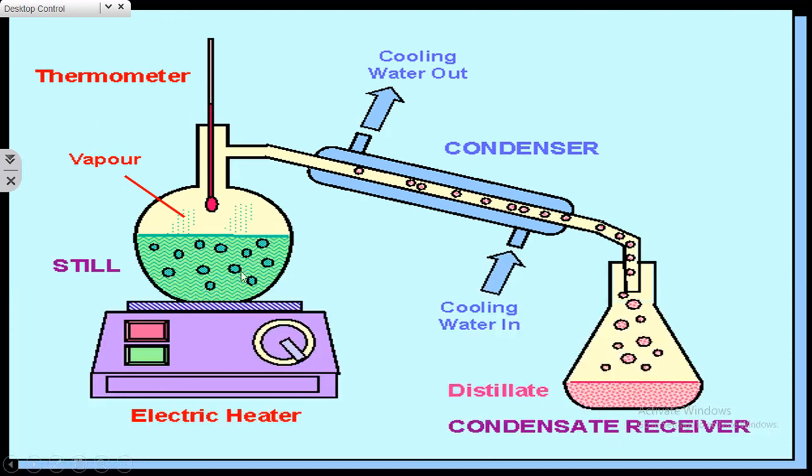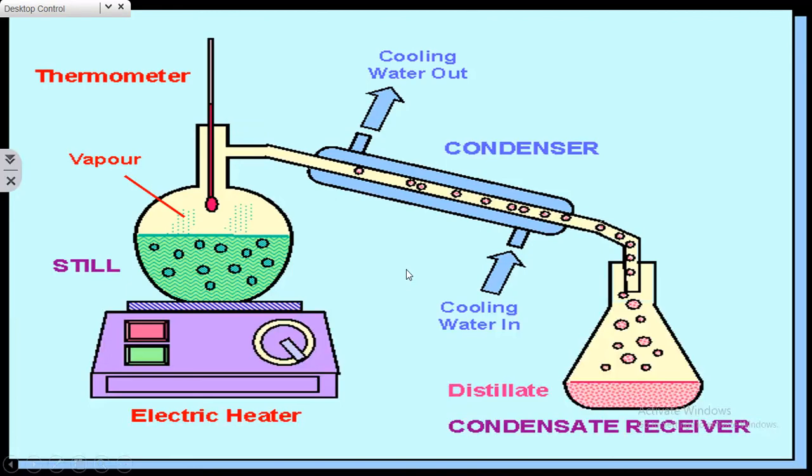So we are able to get the solid here and we are able to get the liquid in this receiver. In case of two liquids, the liquid which has a low boiling point gets collected in one flask and the high boiling point liquid will get collected in another flask. So likewise, distillation is carried out.